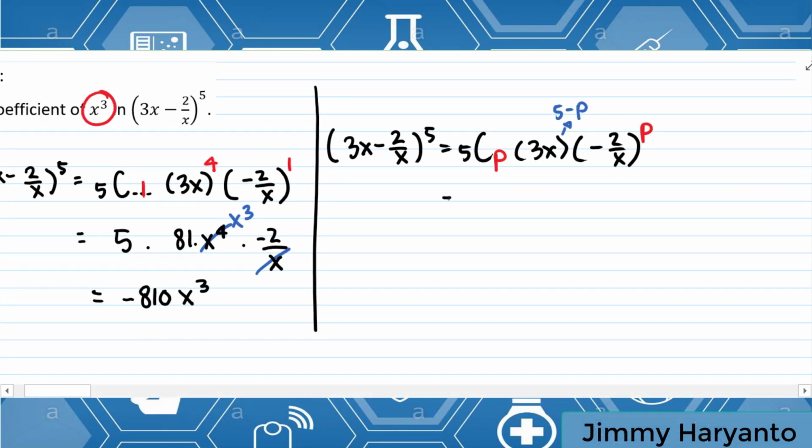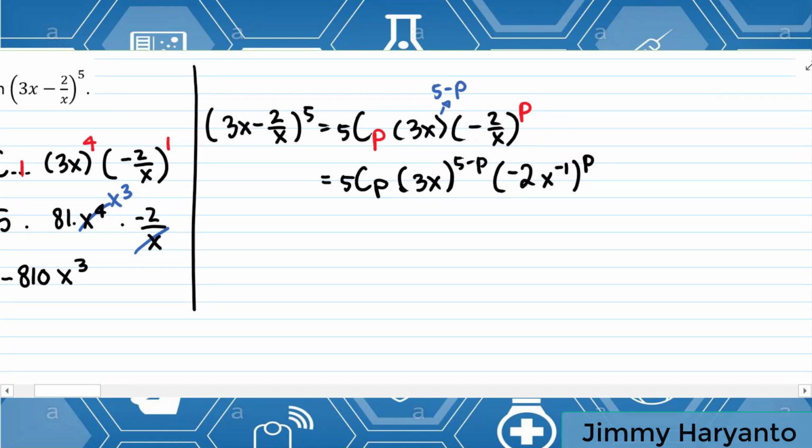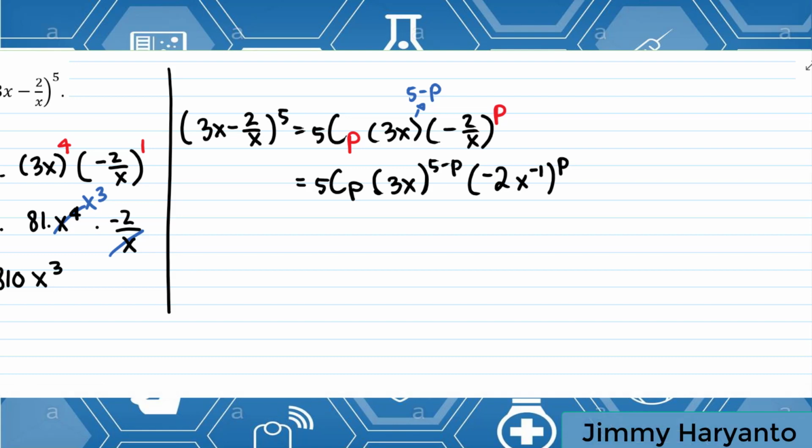Okay, before we continue, I want to change this. Wait a minute, this x negative 2 is over x. It's a little bit difficult if we try to do it directly, so I will change it into x to the power of negative 1. Instead of using over x, I will use x to the power of negative 1 to make it easier.